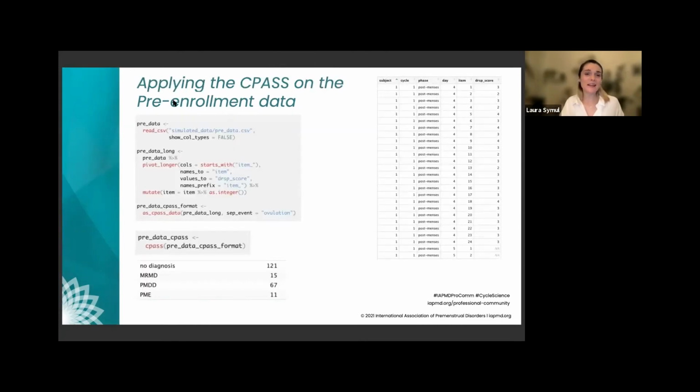And so if we now apply the CPASS package to this data, we first read the CSV file, and then we do a little bit of formatting to make sure that instead of having one line per day, we actually have one line per subject, cycle, day, and item.